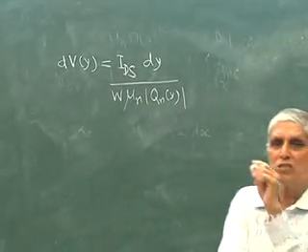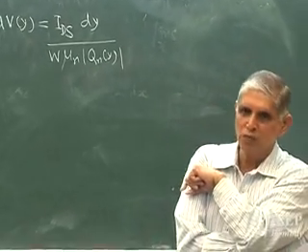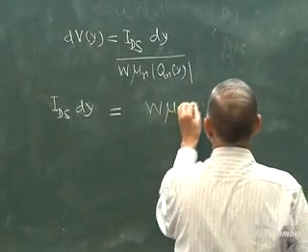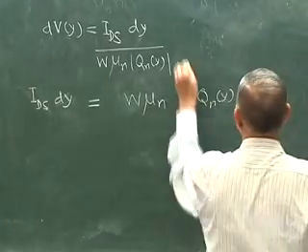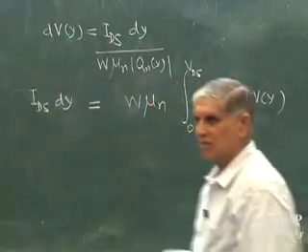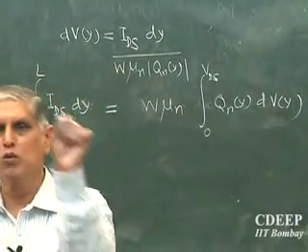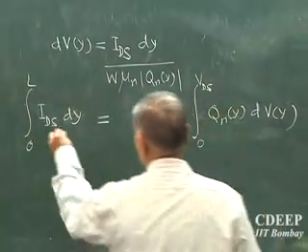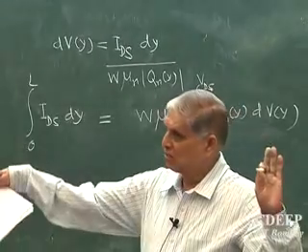Now, how much is length varying, dy varying? 0 to L. And by that time, how much does V vary? 0 to VDS. So I say, okay, IDS dy is equal to W mu n. These are of course constant. Q n y dV, y varies from 0 to L, voltage varies from 0 to VDS. Please remember, IDS is constant, so it's not a function of y, because in a circuit only one current can flow. So IDS is universal from 0 to L.